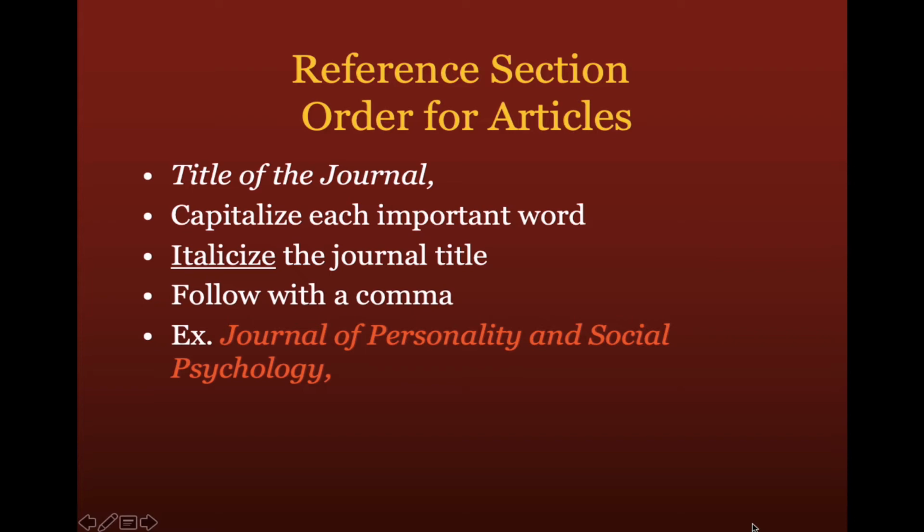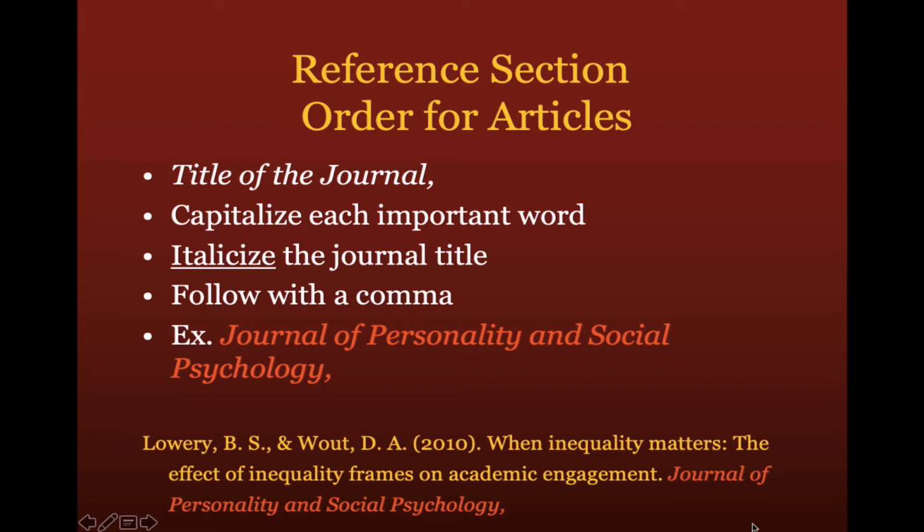Then you want to report the title of the journal. Now, in contrast to the title of the article, the major words in the title of the journal should be capitalized. So here, you can see the J in journal is capitalized, the P in personality, the S in social, the P in psychology, those are all capitalized. And importantly, the title of the journal should be in italics. So there's two things that are going to be in italics. This is the first of them, the title of the journal. So if you're looking at our running example here, we've now included the title of the journal in italics.